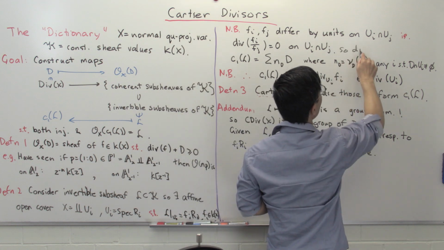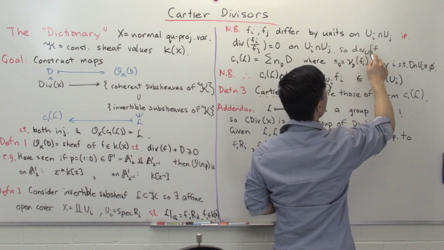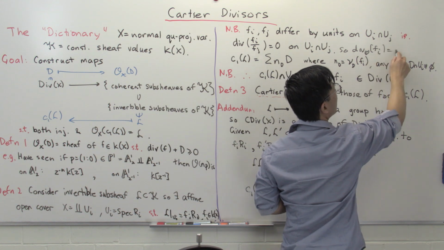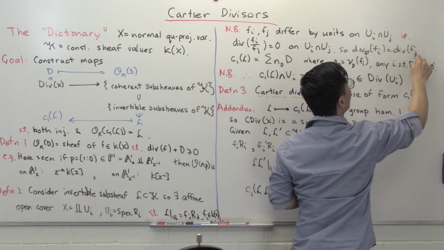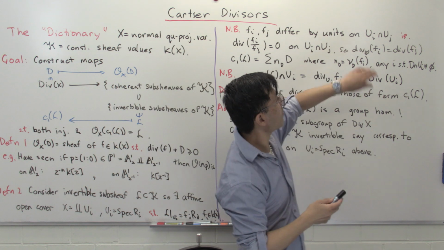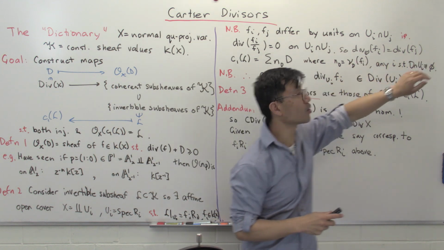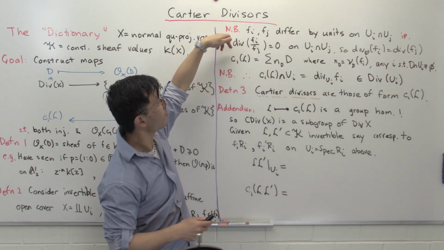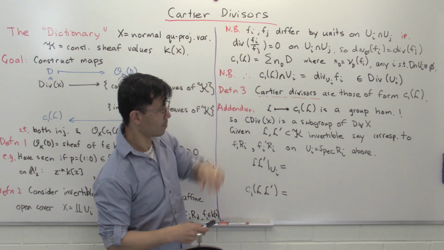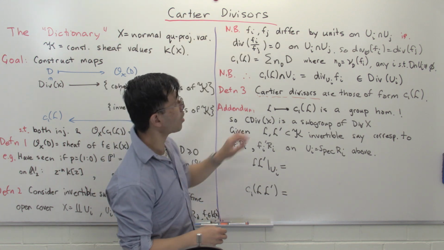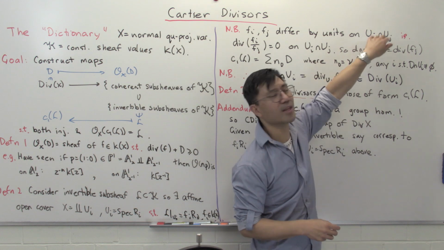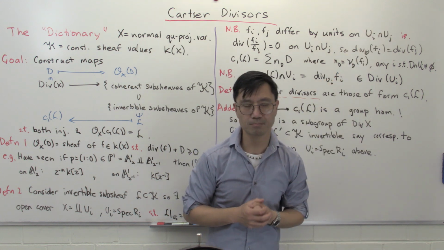Or another way to think of this is, the divisor on this intersection of fi is the same. The divisor of fi is equal to the divisor of fj, because remember this is additive, so this is the divisor of fi minus the divisor of fj. So you have this equality, not everywhere, but on the intersection you have that equality.